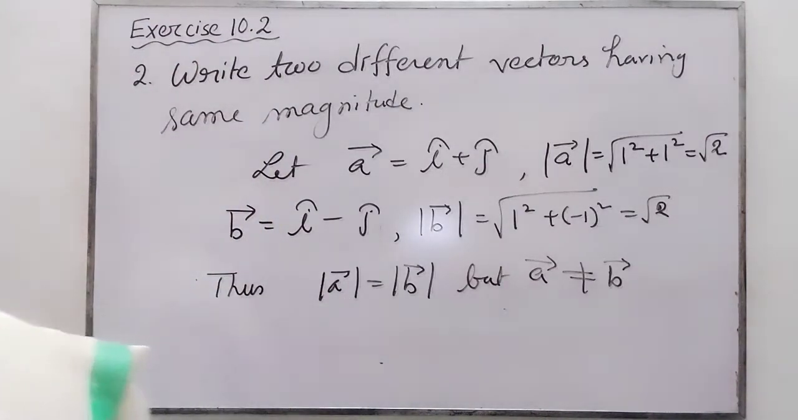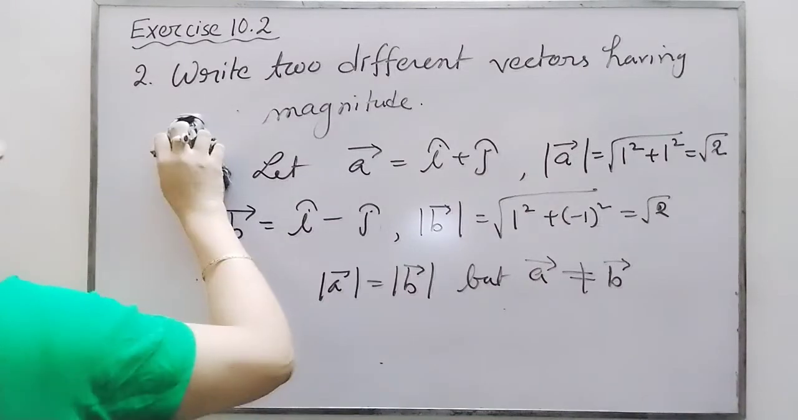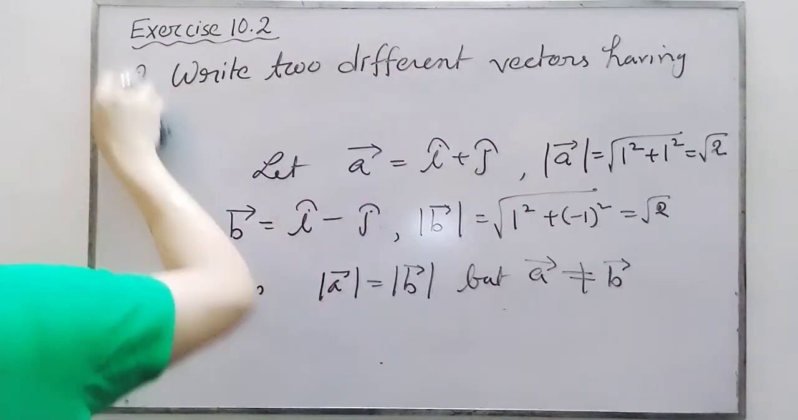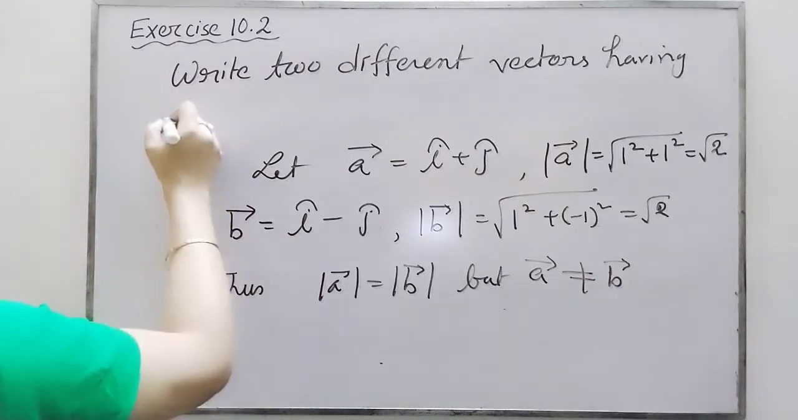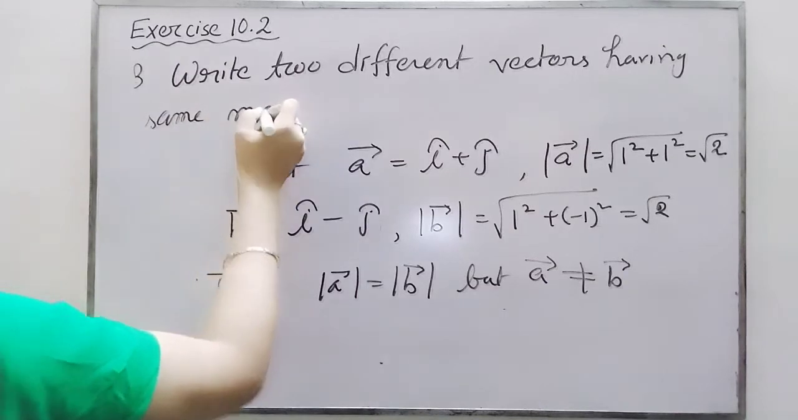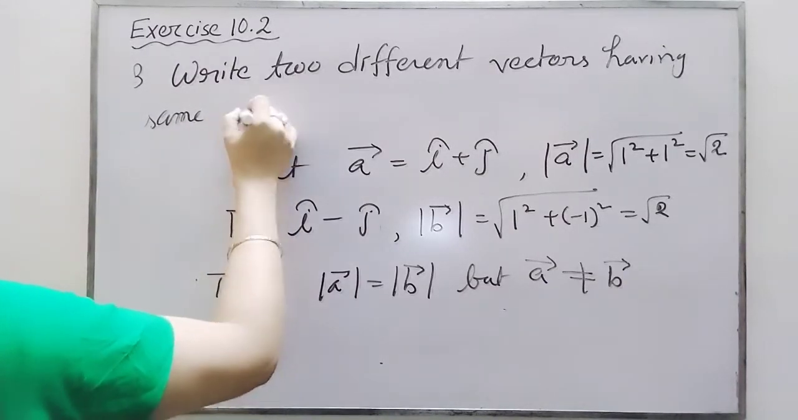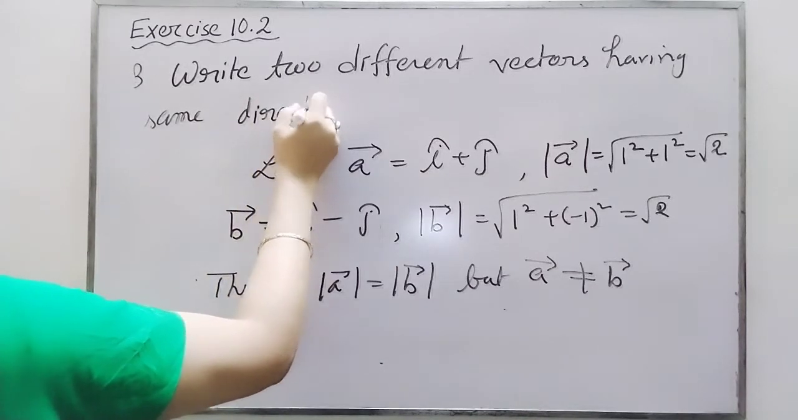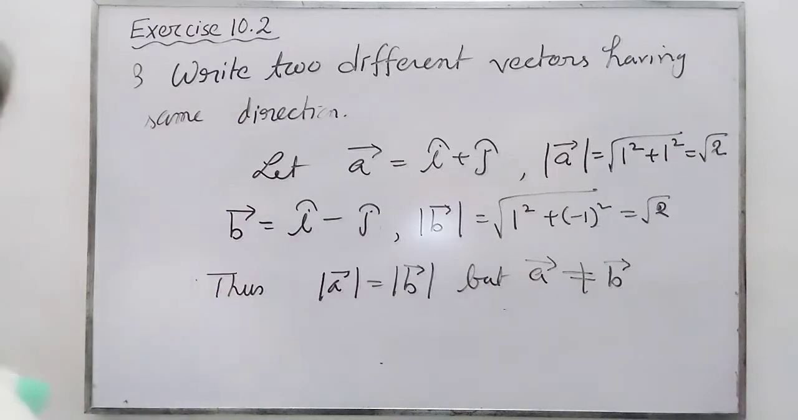Now I go to question number 3. Your question number 3 is: write two different vectors having same direction. Having same direction, not magnitude. Earlier it was magnitude.